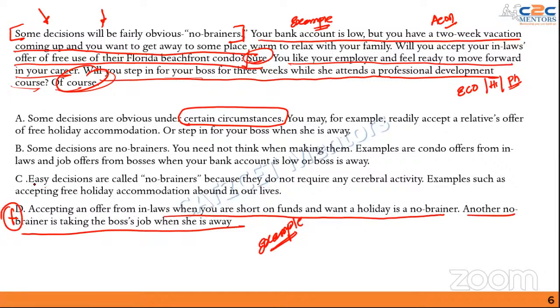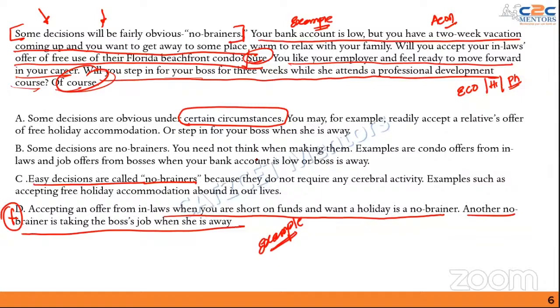Look at C. Easy decisions are called no brainers. अच्छा, अब यहाँ पे easy डाल दें इन लोगों ने. ठीक है, because they do not require any cerebral activity. Examples such as accepting free holiday accommodation in our lives. Okay, ठीक है, hold it. देखो B. Some decisions are no brainers.